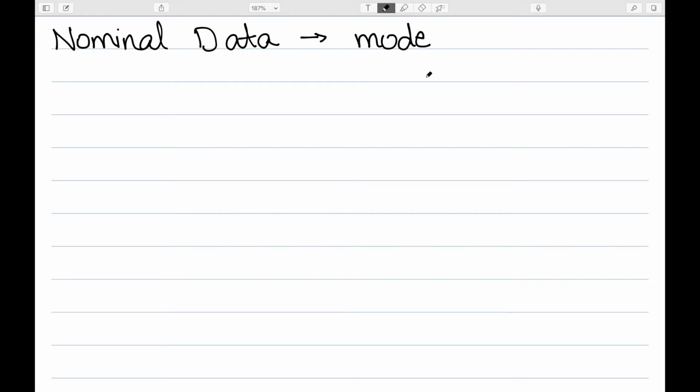If you have nominal data, then we need to use the mode. Nominal data doesn't have any order, so the idea of a middle doesn't really make sense. We can't really order them correctly to find the median, and they're also not numbers, so adding them up doesn't make sense. But we can absolutely find the mode for nominal data.